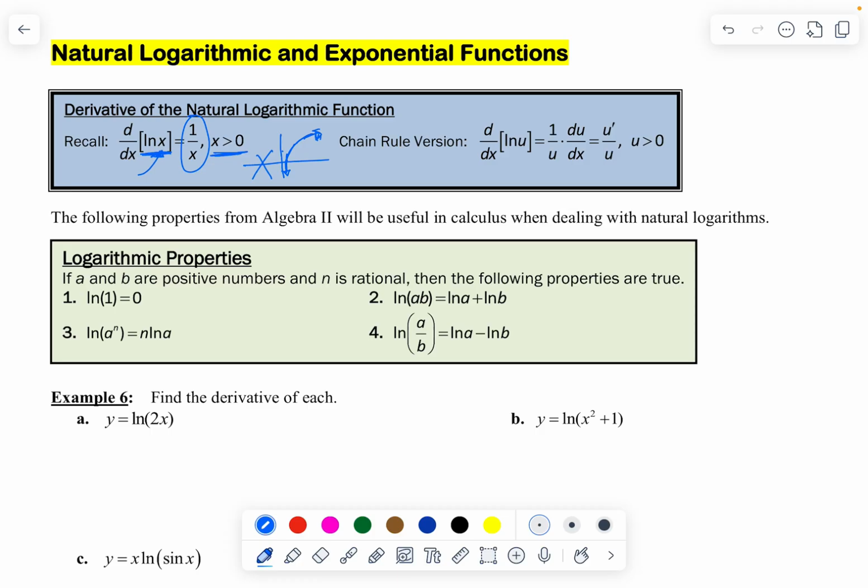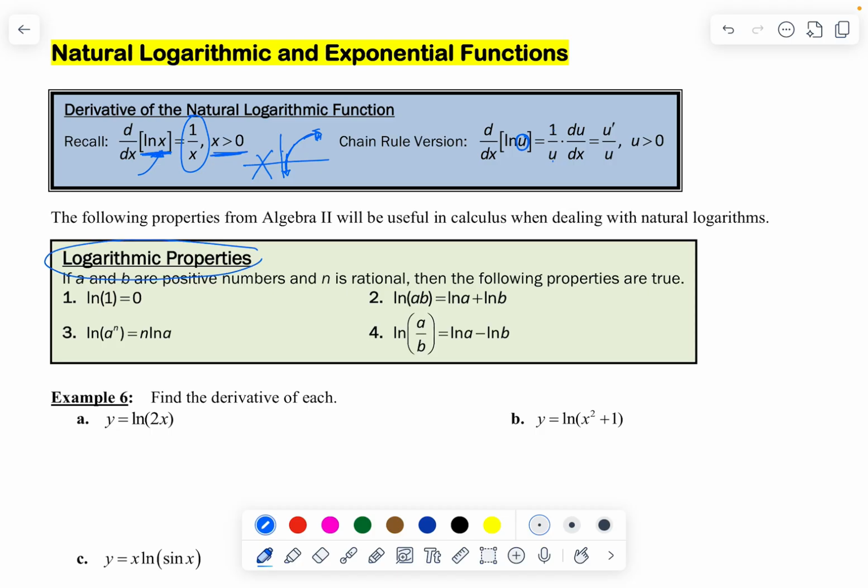So when it comes to the chain rule, if ln has a function inside, it's going to be 1 over that stuff u times the derivative, du dx. Okay?